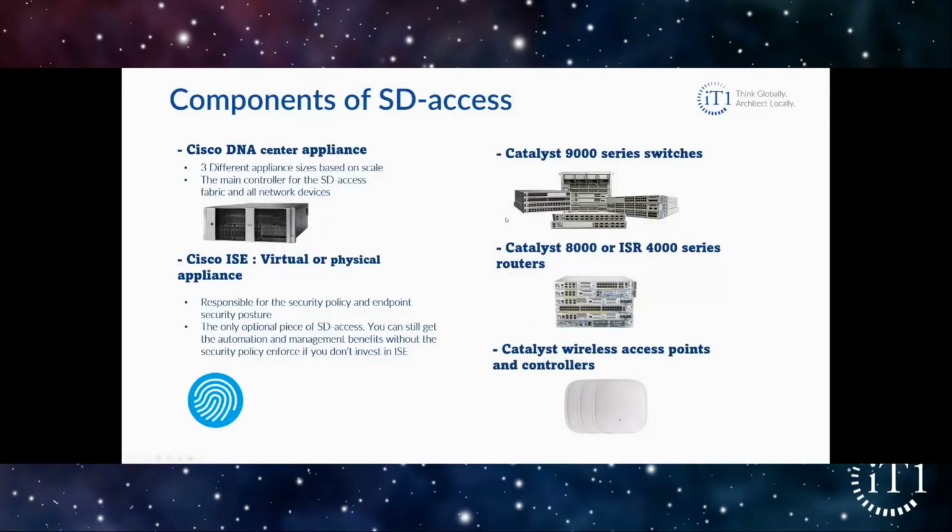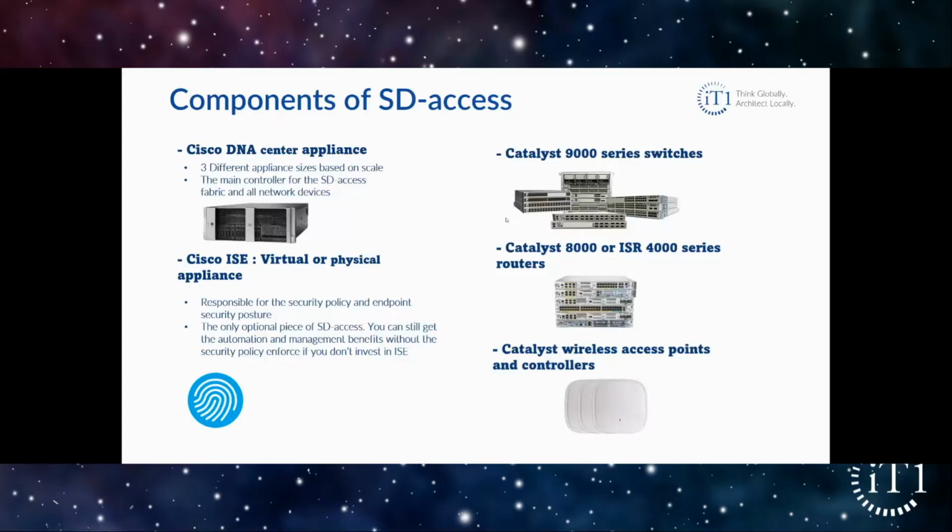So what makes up Cisco SD-Access, right? These are the components of it. The first thing you need is the Cisco DNA Center appliance. This is a physical appliance, essentially a Cisco UCS chassis. They haven't virtualized it yet, so you do have to buy the hardware. Right now it only runs on the physical appliance.